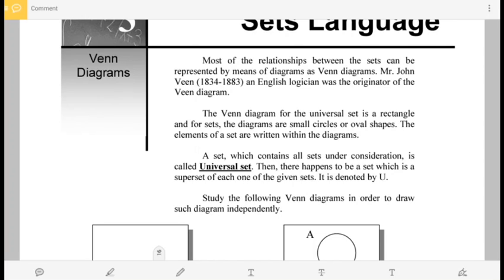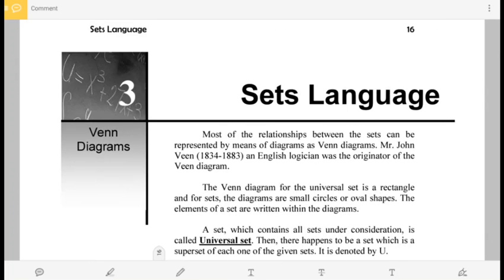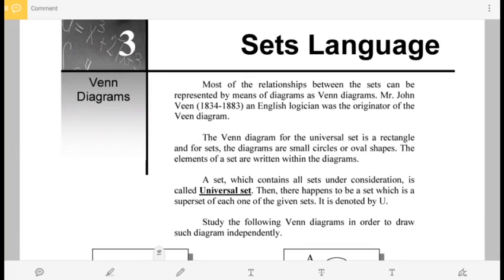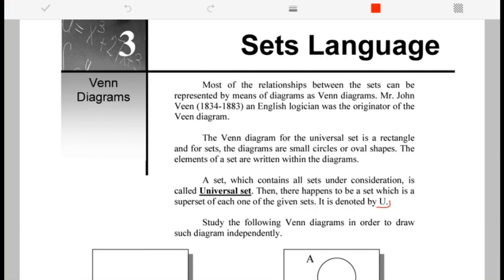So, a set which contains all the sets under consideration is called the universal set in the Venn diagram, as I said to you. It's always all the sets contained in the given set. And it's denoted by the letter U. That U means universal set, okay?